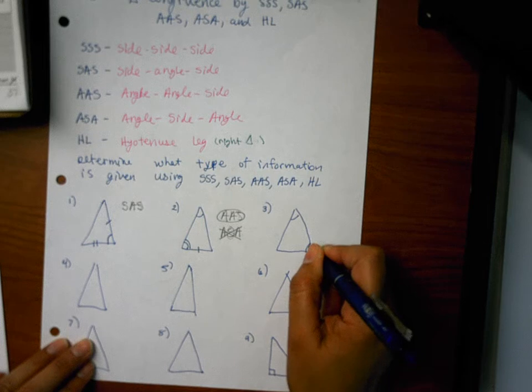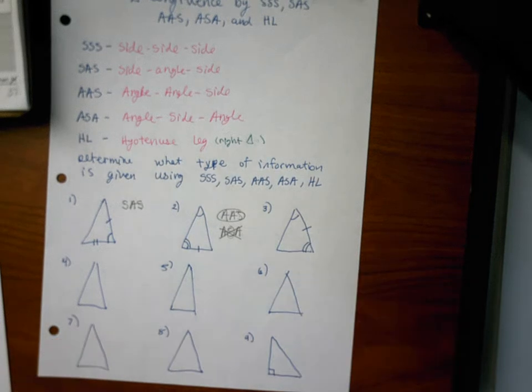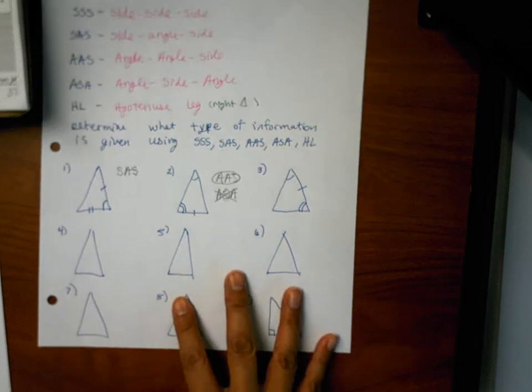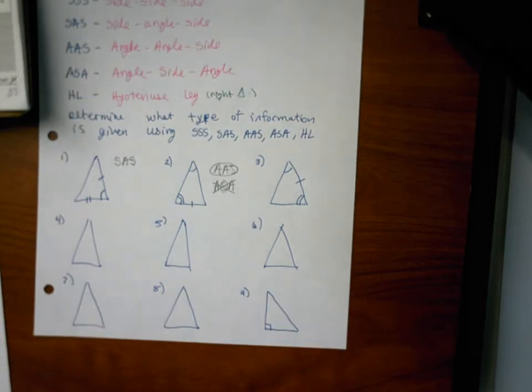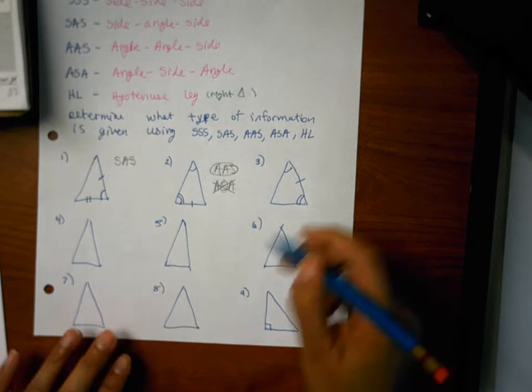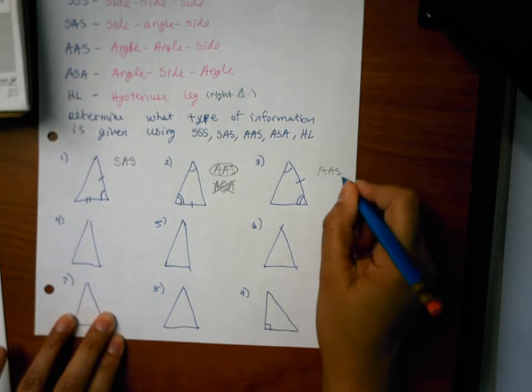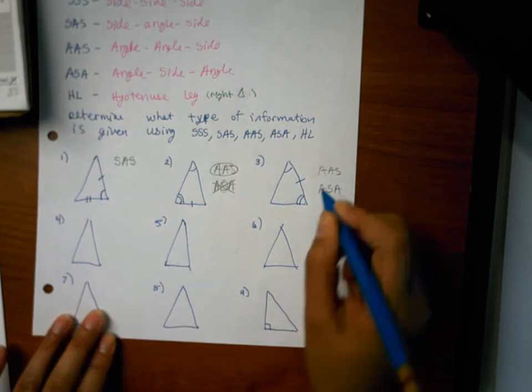Next one, angle, angle, and that side marking there. Again, these markings will be given to you. We're just doing one at a time. 2 A's and 1 S. So it's like this one again. Is it AAS or ASA?